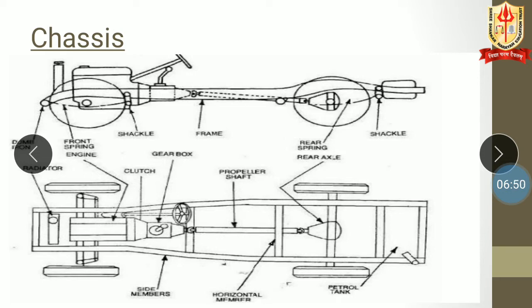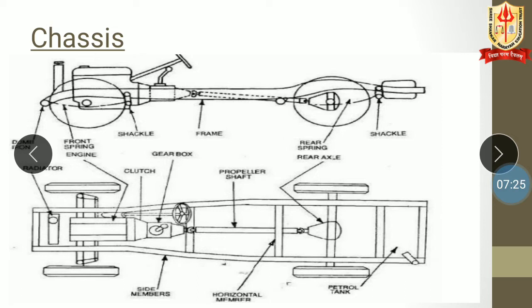So how is the structure of the chassis defined? These are the components. One more question can be asked: what are the components mounted on the chassis? These are the components mounted on the chassis: radiator, engine, clutch, gearbox, propeller shaft, steering system, differential, wheel hub, axle, suspension system. All these components are mounted on the chassis.